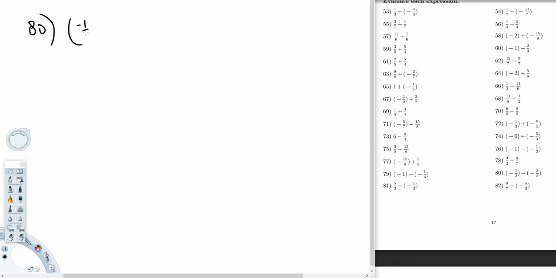Number 80. All right, negative 1 over 2 minus 3 over 5. We have to add a negative there. What do we do when we see two negatives? Turn this into a positive. And we have to make these denominators work. So this side is being multiplied top and bottom by 5. This side is being multiplied top and bottom by 2.